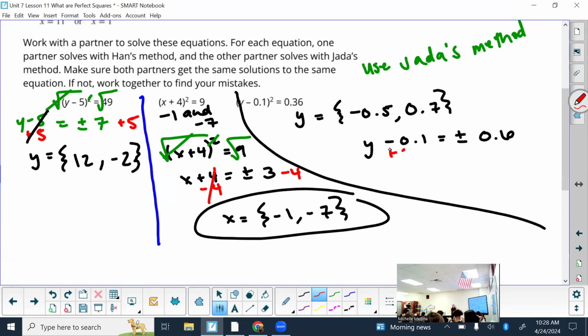Add 0.1 on each side. And then don't forget to solve for both cases. So positive 0.6 plus 0.1 is 0.7. Negative 0.6 plus 0.1 is negative 0.5.